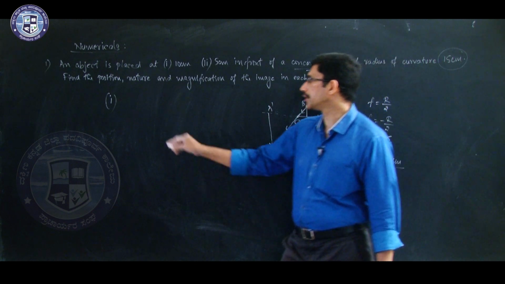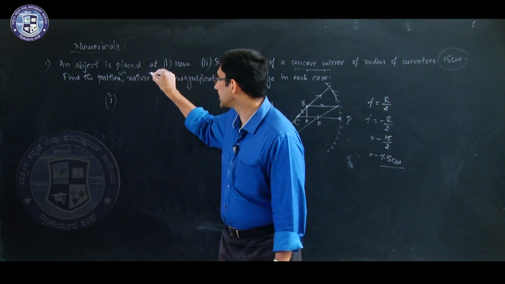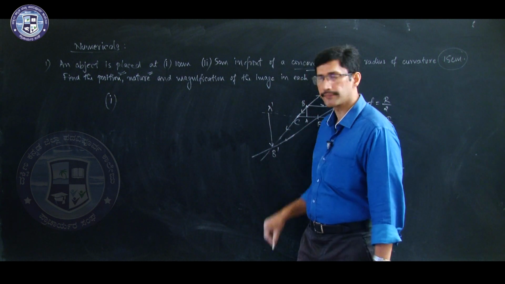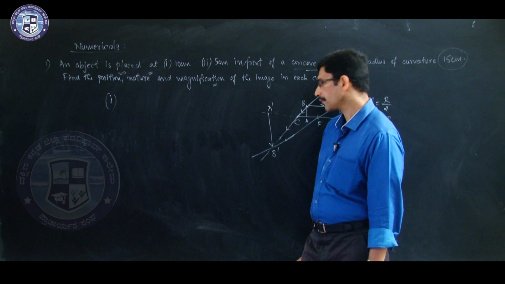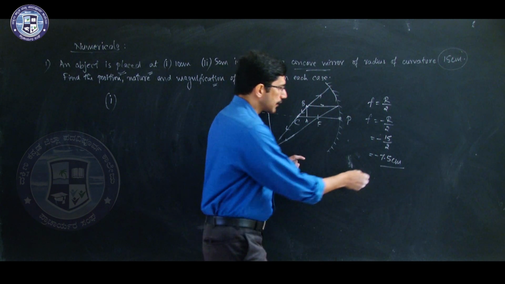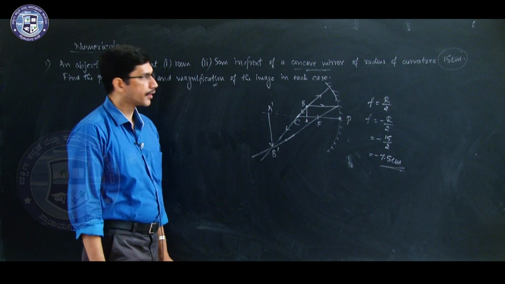Now, you need to find out the position, that means the image distance, you need to find out the nature, you know that it is inverted, and you have to find the value of magnification. Now, the focal length you found out comes out to be minus 7.5 centimeter.